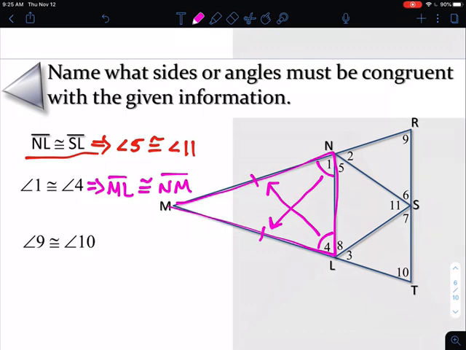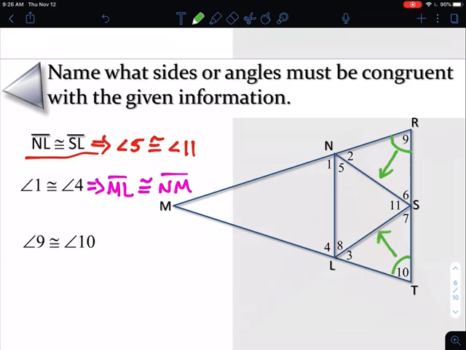So then line ML must be congruent to line NM because angle 1 and angle 4 were congruent. And so then we can go to the last problem, which is angle 9 and angle 10. Now for angle 9 and angle 10, if I mark those angles, here we got to be careful because what a lot of times kids will want to do is they will say, okay, well, angle 9 goes over to this side and angle 10 goes over to this side.